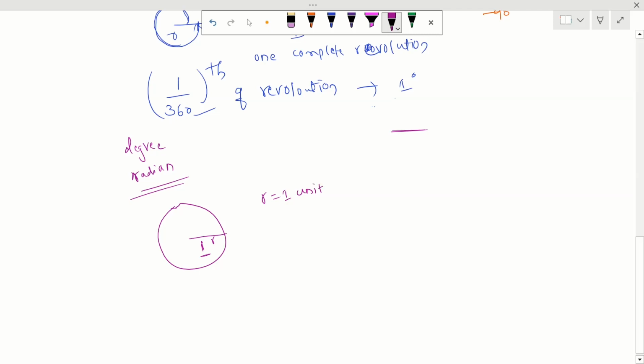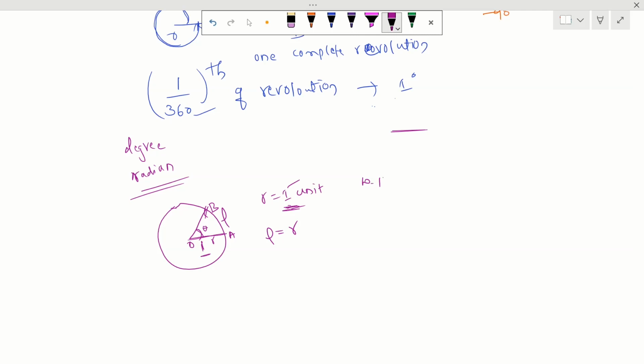So 1 unit means it is dimensionless. Just we are calling it 1 unit. It may be centimeter, meter, or whatever you specify with the dimensions. Okay, it is 1 unit. And with some angle, if we take this side OA, this is B, and with some rotation, if we draw an arc here, the length of this arc is equal to the radius of the circle.